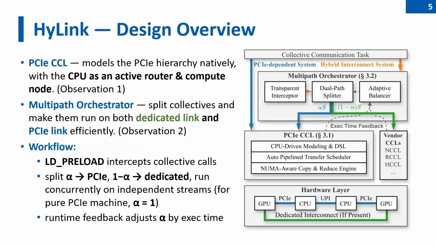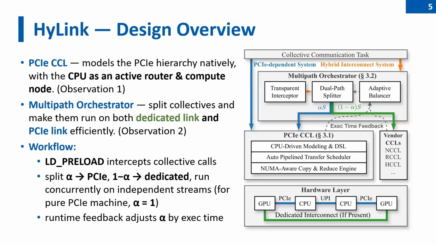Based on the two observations, we propose HyLink, a two-layer collective framework to make better use of PCIe bandwidth. For observation 1, the PCIe topology mismatch, we propose PCIe CCL, which models the PCIe hierarchy natively with the CPU as an active router and compute node. For observation 2, aggregating the PCIe bandwidth in dedicated link machines, we propose the multipath orchestrator, which splits collectives and makes them run on both the dedicated link and the PCIe link efficiently.